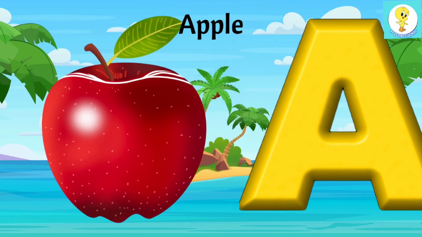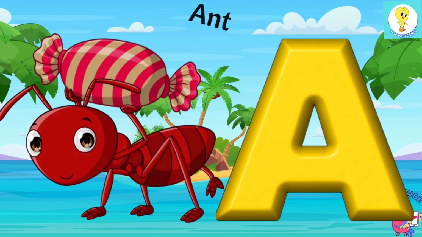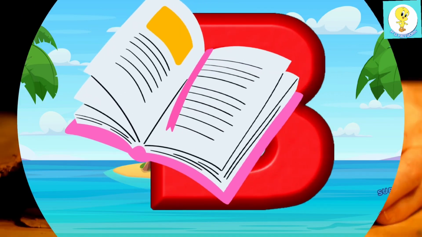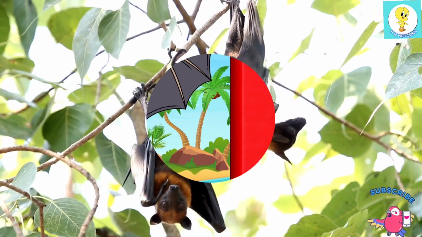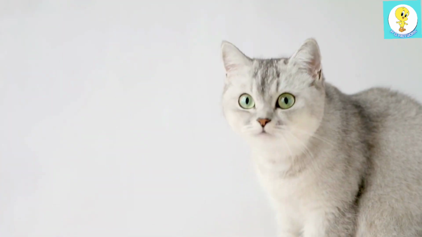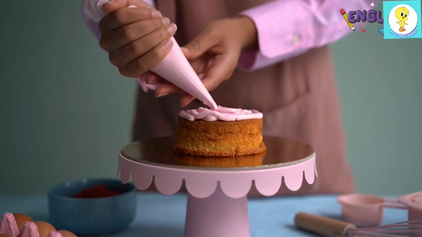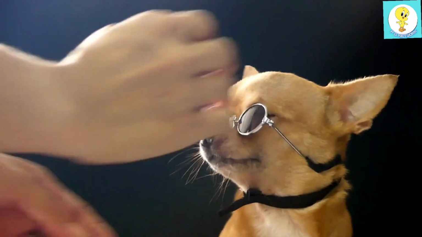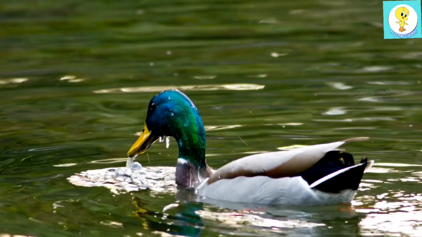A is for apple. A is for ant. B is for book. B is for bed. C is for cat. C is for cake. D is for dog. D is for duck.